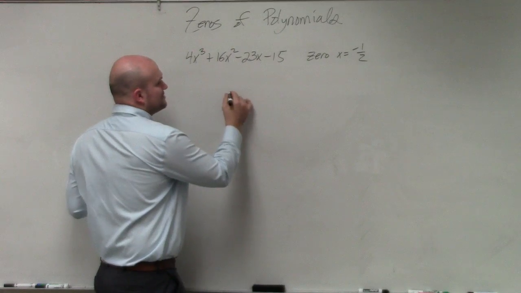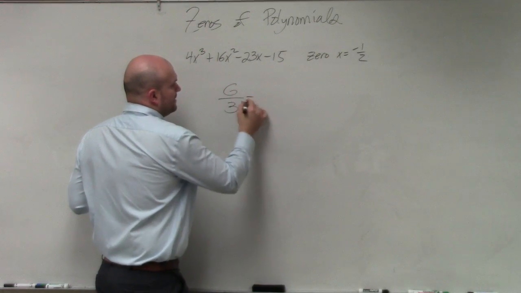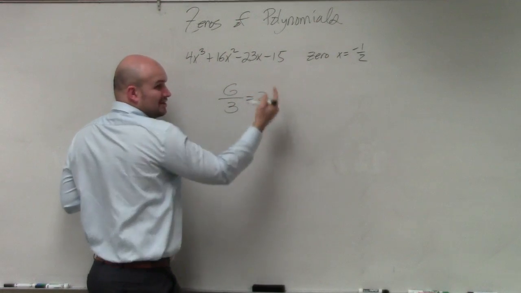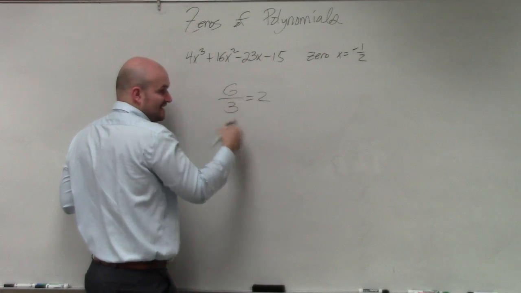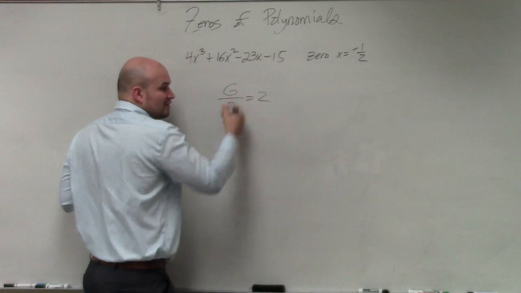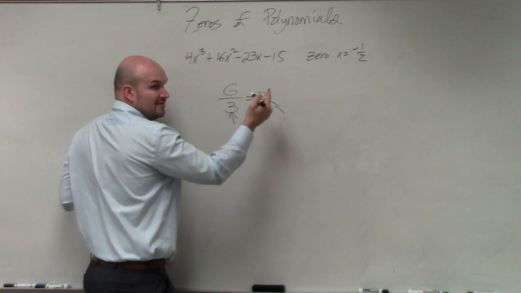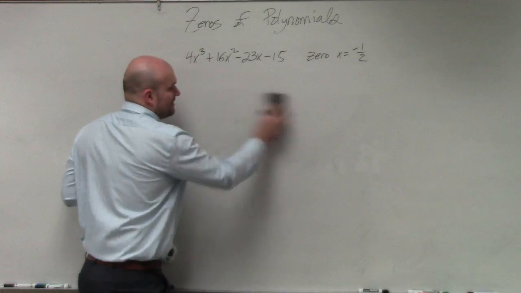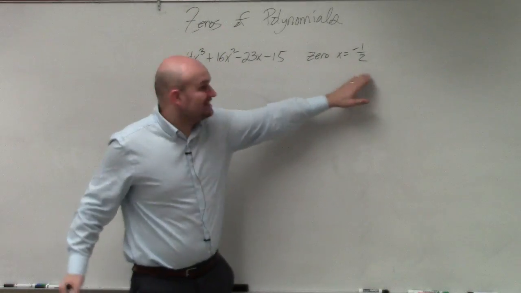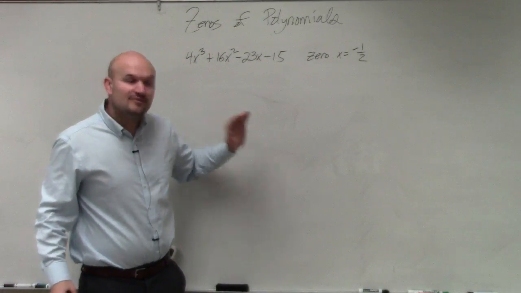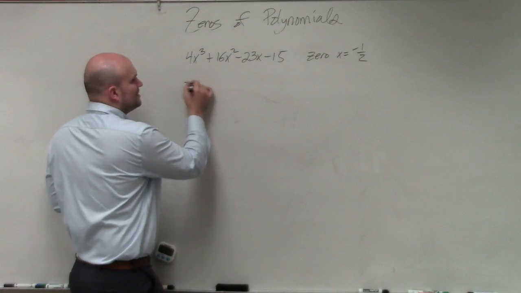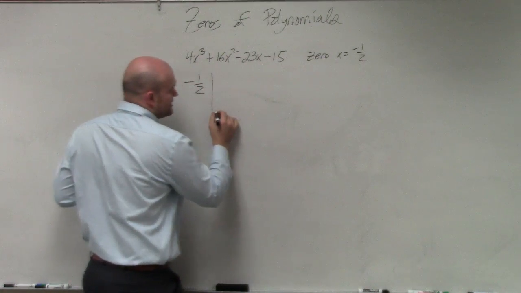So let me kind of go back to this reality. 6 over 3 equals 2. If this 0 evenly divides into this, which we know, so 3 evenly divides into 6, that's a factor. The quotient is also a factor. So what's important about that is whenever I divide this into it, whatever my answer is also going to be a factor. So let's go ahead and set up synthetic division, because that will be the easiest.